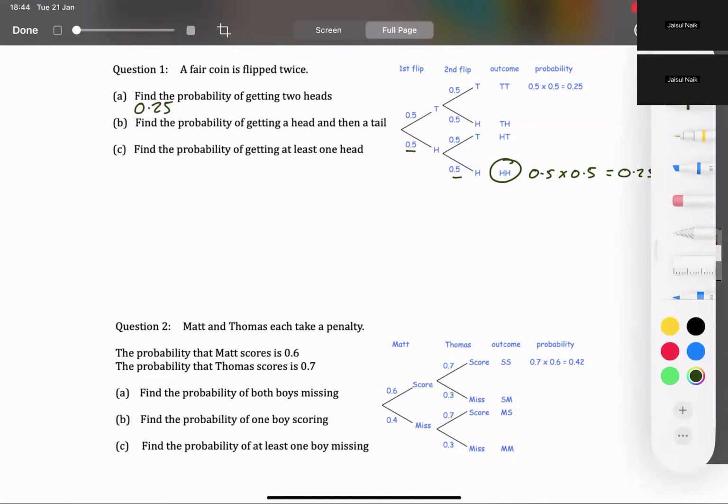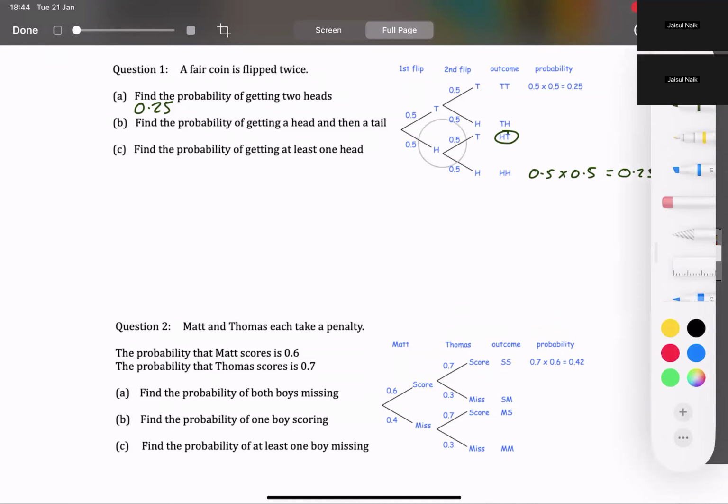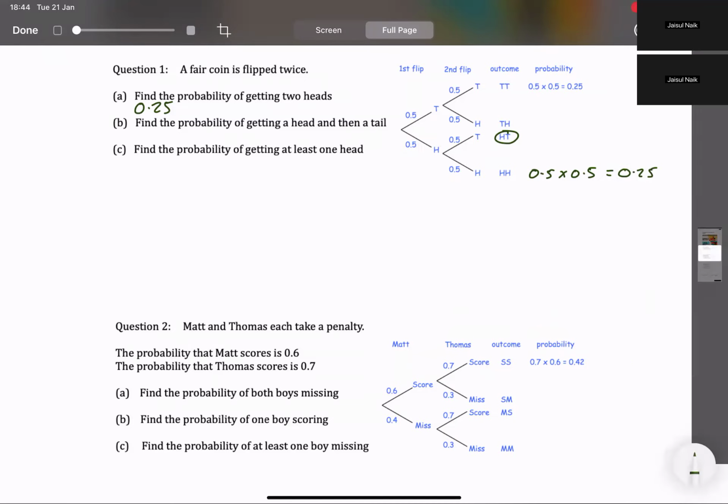Moving on to part B, the probability of getting a head and then a tail, that's specifically asking about the third outcome. The third one is literally just 0.5 times 0.5. So that one times by that one. Wait, hold on, let me show you properly. That one times by that one. So 0.5 times 0.5 as well, which is equal to 0.25. Okay.